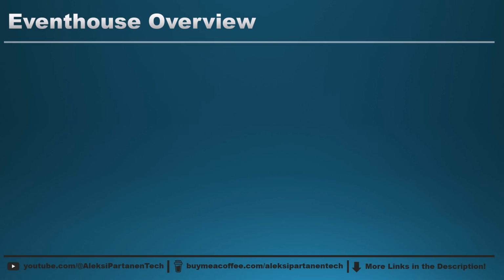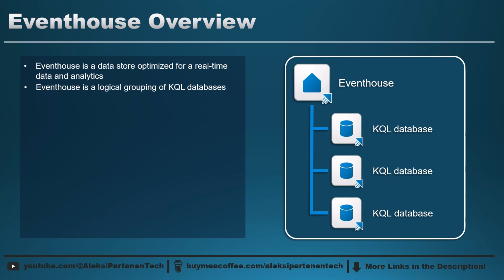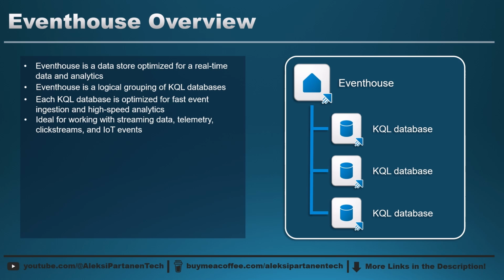Eventhouse is a data store that is optimized for real-time data and analytics. It is designed to handle large volumes of fast-moving data, like telemetry, clickstreams, and IoT events. Eventhouse is actually a logical grouping of KQL databases, so you can think of Eventhouse as a container or a folder of KQL databases, and each one of these KQL databases inside Eventhouse is optimized for fast event ingestion and high-speed analytics. This makes Eventhouse ideal for scenarios where you need to quickly collect and analyze streaming data.